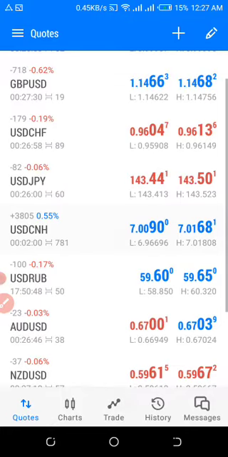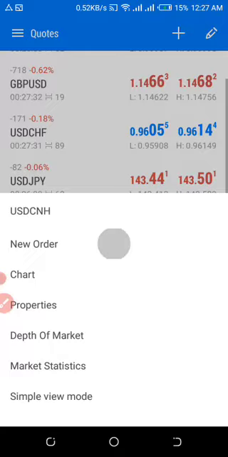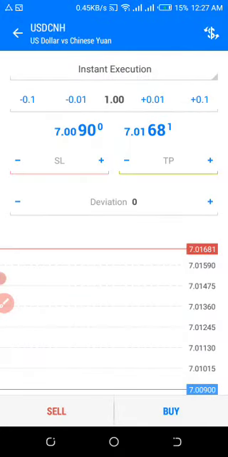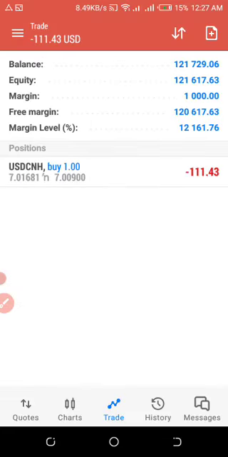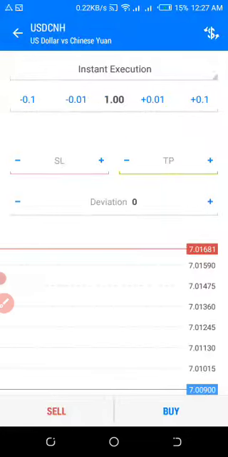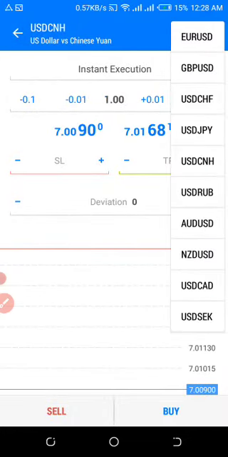Okay, you long press this one, you click new order, and then you buy. Let's just buy, and you see it will start at negative. You can see negative 111 pips, negative $111. So you can see that's very high. That is the fee you have to pay, so it's in a negative form. The other one that we can talk about over here is this.